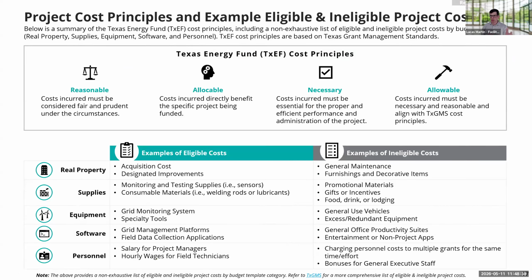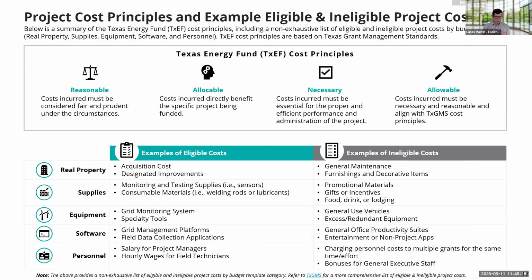cost principles. So I mentioned reasonable, allocable, necessary, and allowable, but I want to spend just a second here because I know we've been working with a lot of grantees or prospective grantees for the last few months, and I recognize that there are a number of costs that are related, either directly or somewhat indirectly, to project execution. You can note a number of those on the right-hand side of the bottom part of the screen here, whether it's food and lodging, travel expenditures, maybe even general use vehicles that you can make a case are related to the project and the project execution.